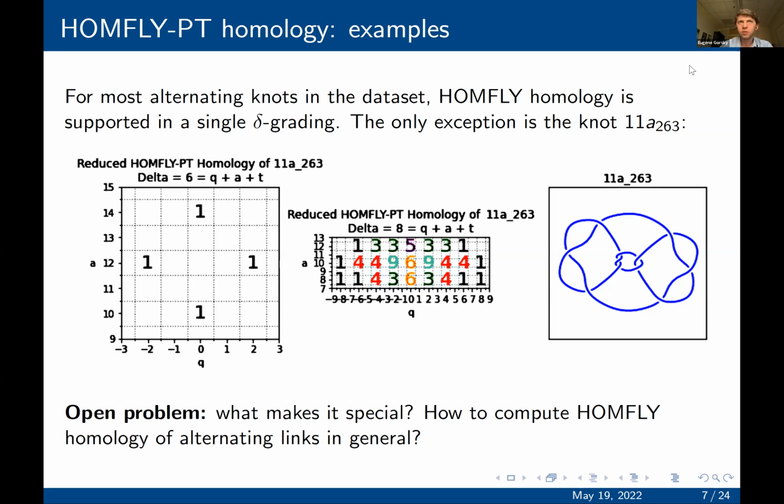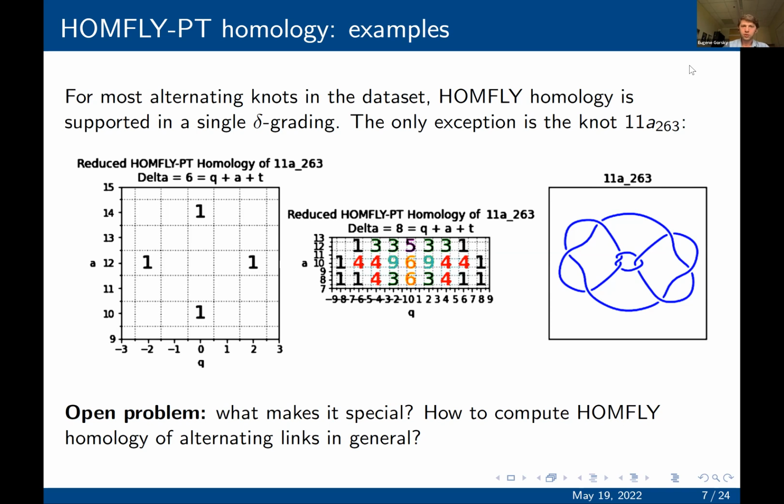You can just compute it, you can scan through the data set, and we checked it with this new data that wasn't available to Jake, and yes, indeed. So for all nodes in the data set, except for this particular one, the homology is supported in a single delta grading, and this node is special for some reason, and this is supported in 2. And I think it's very much an open question, what makes it special?